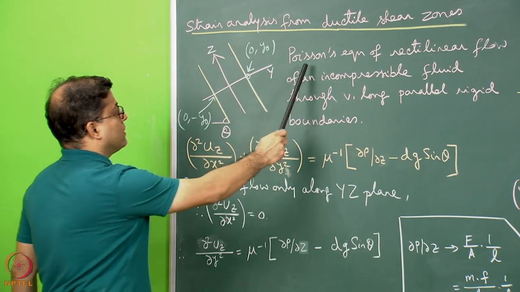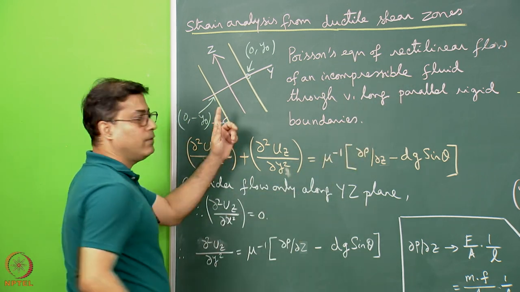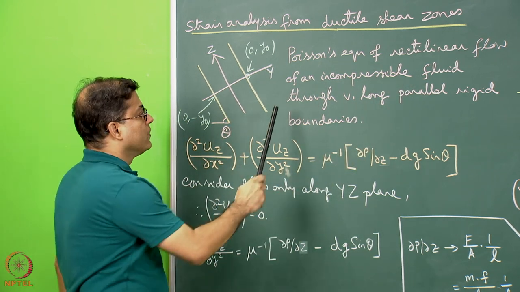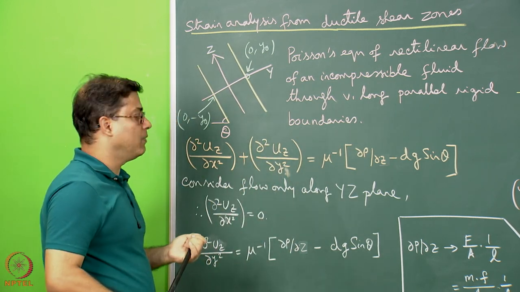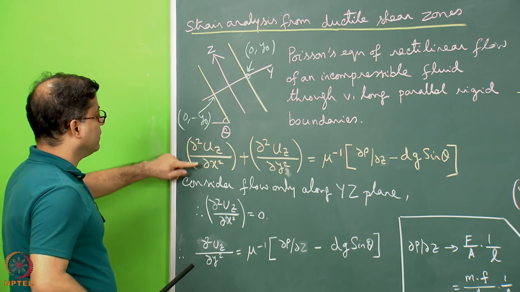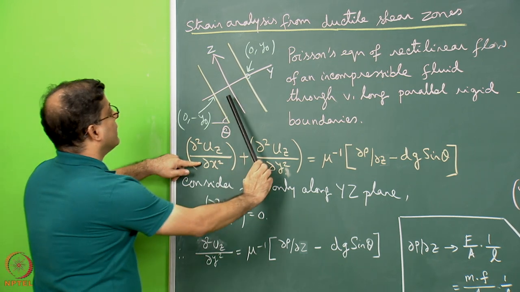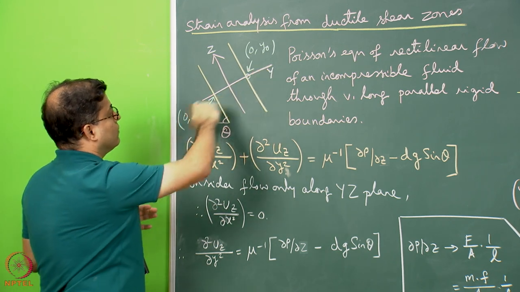The Poisson's equation of rectilinear flow of an incompressible fluid, and here we are considering a Newtonian viscous fluid, through very long parallel rigid boundaries, is given by this differential equation, del square uz by del x square. This is the z axis. Where is the y? The y axis is perpendicular to the z axis.